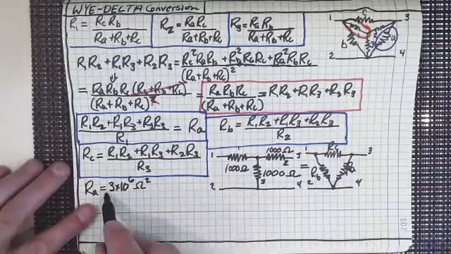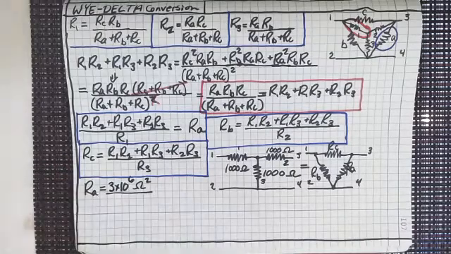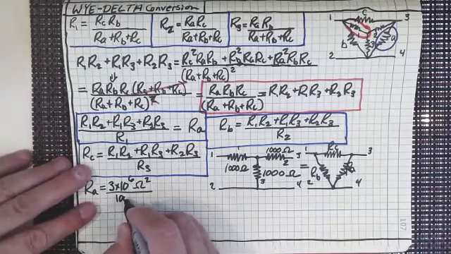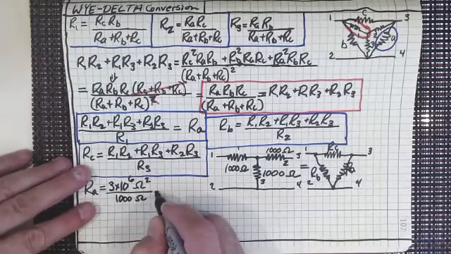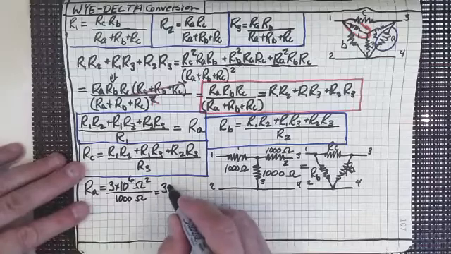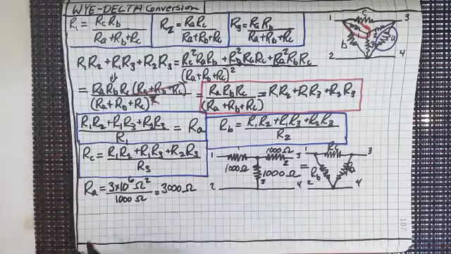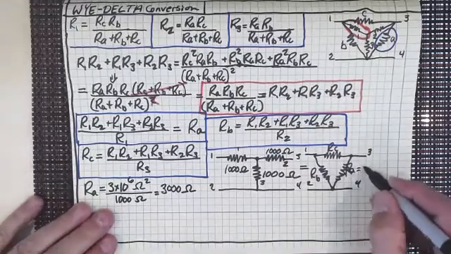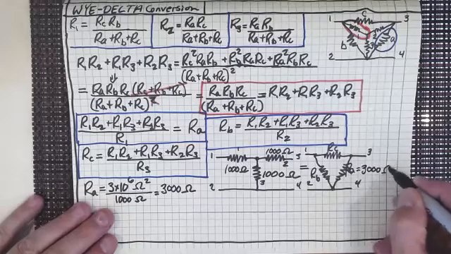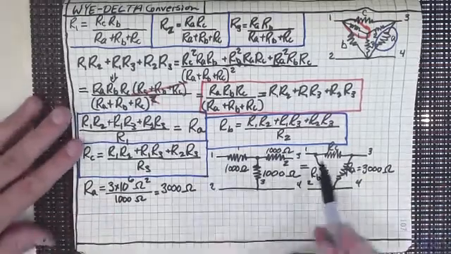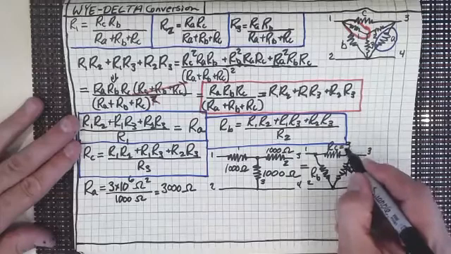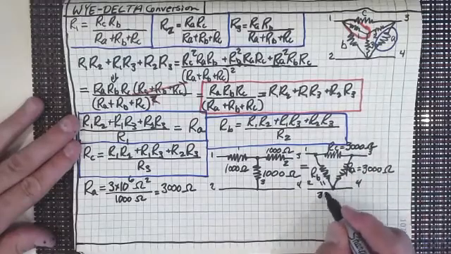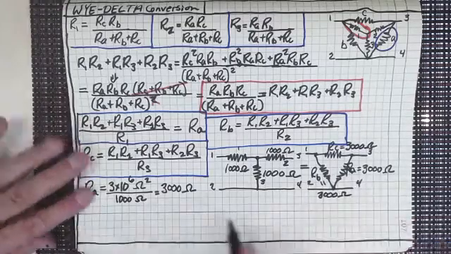And then what I want to do is divide that by R1. And R1, of course, is 1,000. So what does that give me? That gives me 3,000 ohms. So R sub A is 3,000 ohms. And by symmetry, we would see that R sub C is also 3,000 ohms. And R sub B is also 3,000 ohms, right?